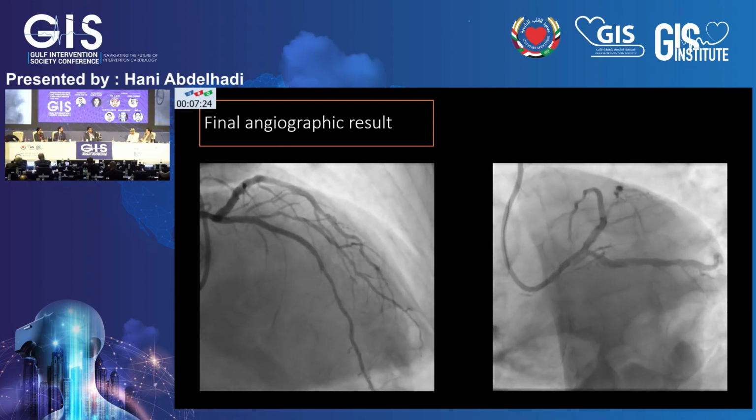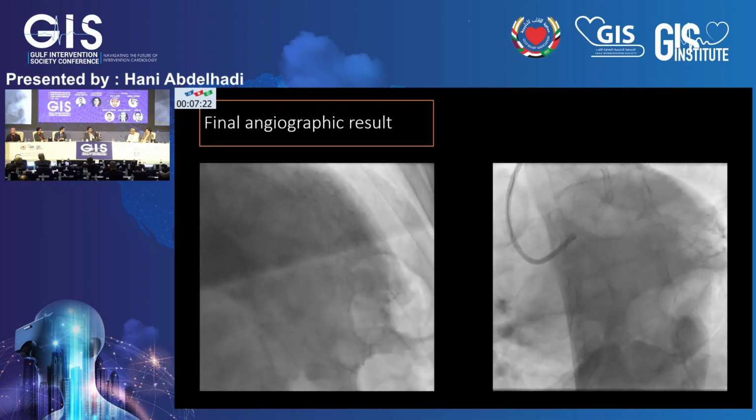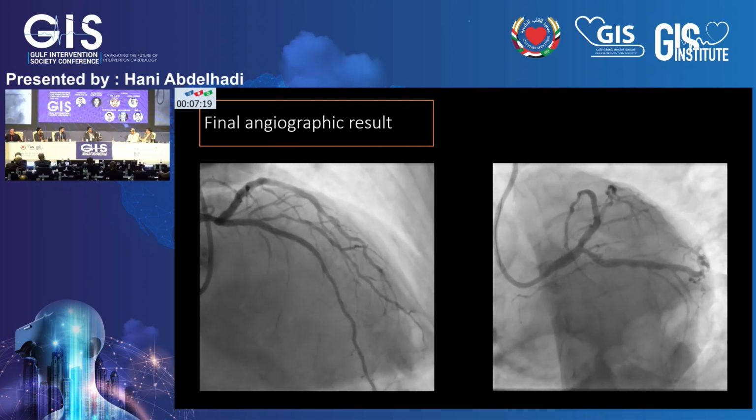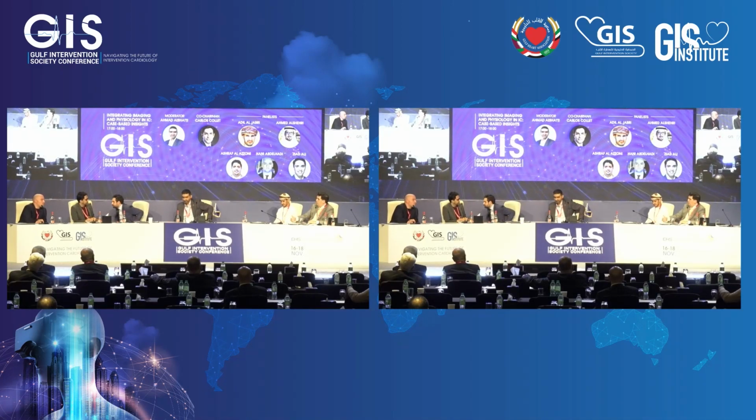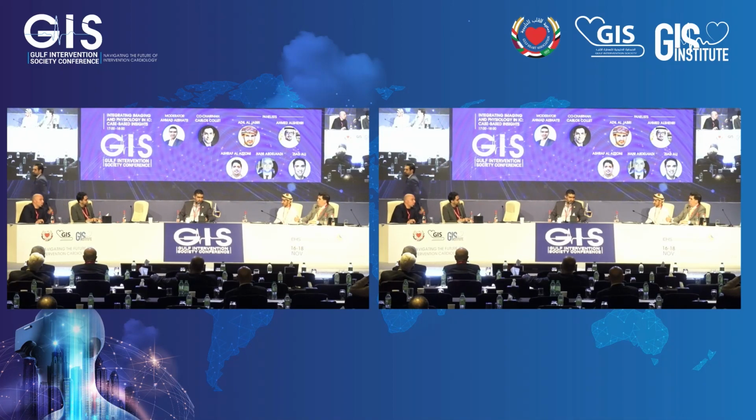I want to go back to the point of FFR. One take-home message for the team is that it's good to actually redo it at the end. I think it's a common mistake, or maybe us being lazy, where we don't redo it at the end, or when we have a question, it's good to actually redo it after you fix the lesion if you still have a question in mind.